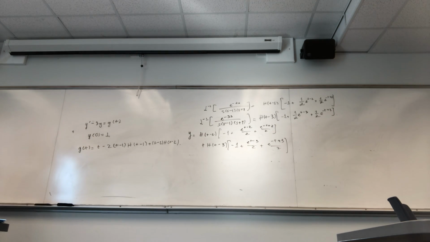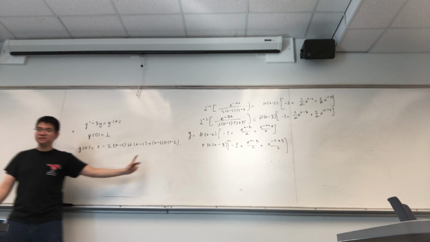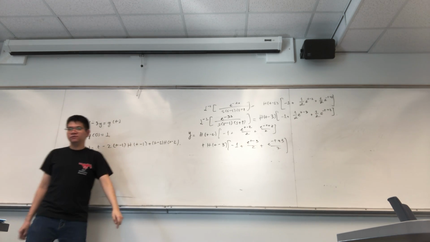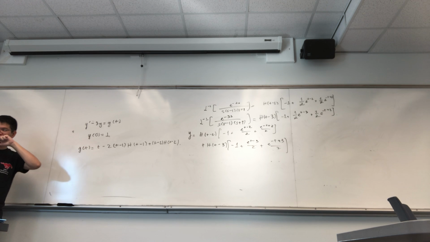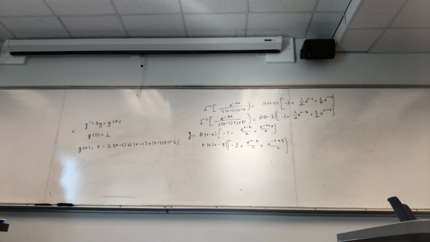So in this case, you have to solve a first order differential equation, y prime minus 3y is equal to g of t, in which g of t has this long form. You have one initial condition, y(0) is 1. So how do I solve this equation?